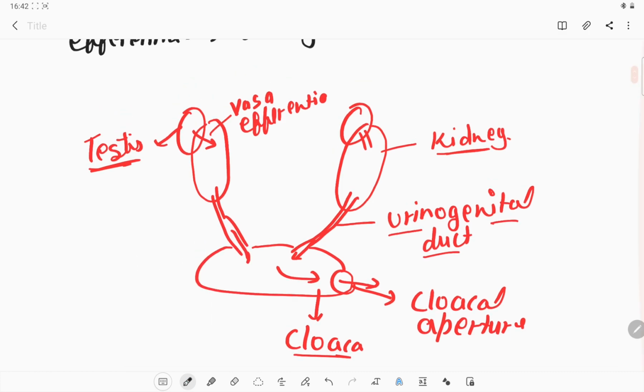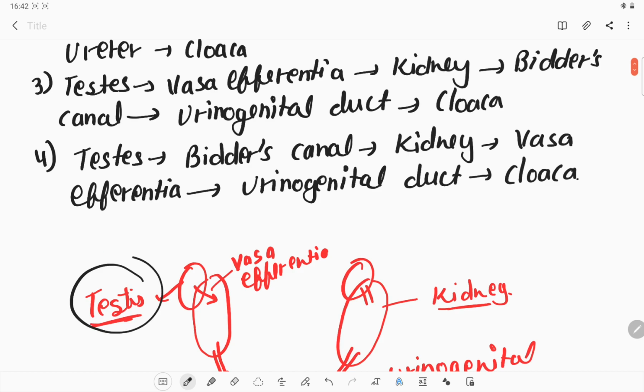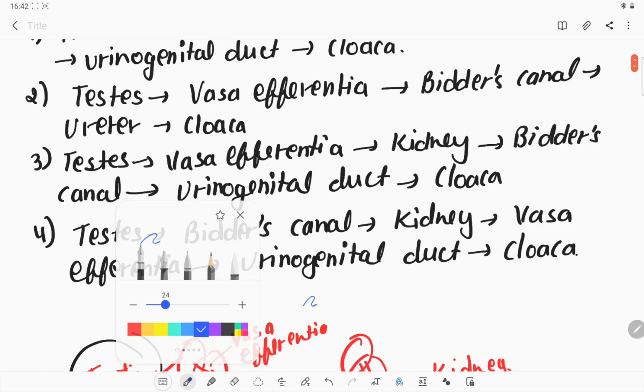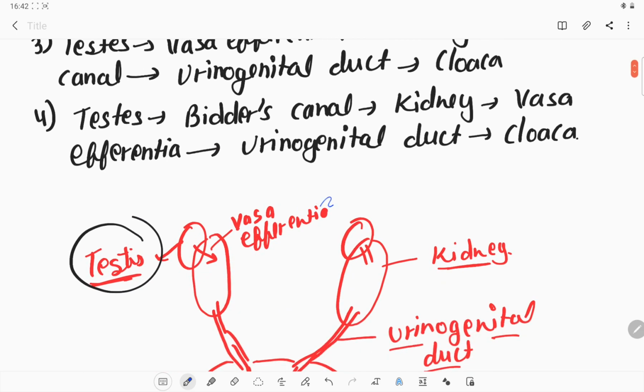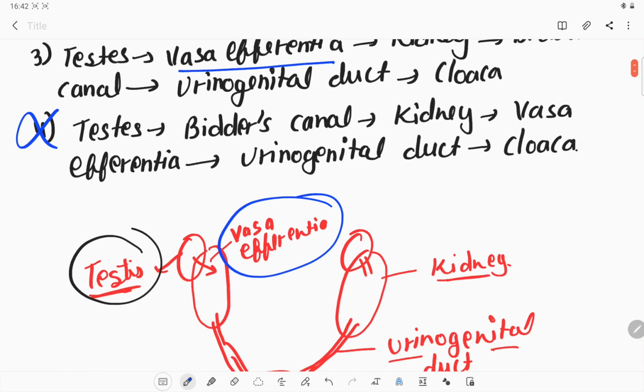So let's see what the options are. First we require the testis. So first is the testis portion. The testis is common for everyone, so we cannot figure out which one is the right answer. Second will be the vasa efferentia. So vasa efferentia here, here and here. So fourth will not be an answer. It can be first, second, third.